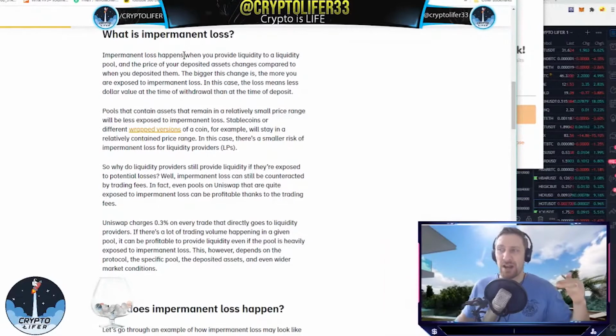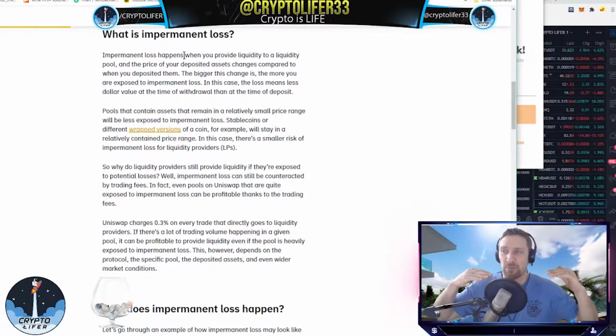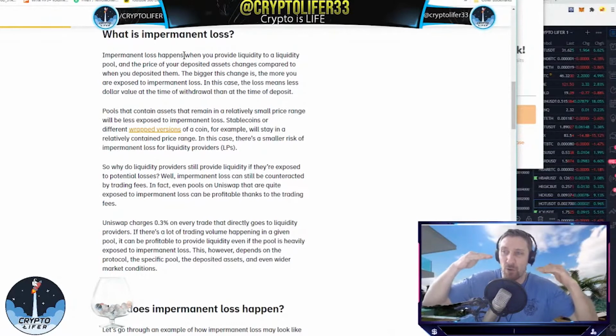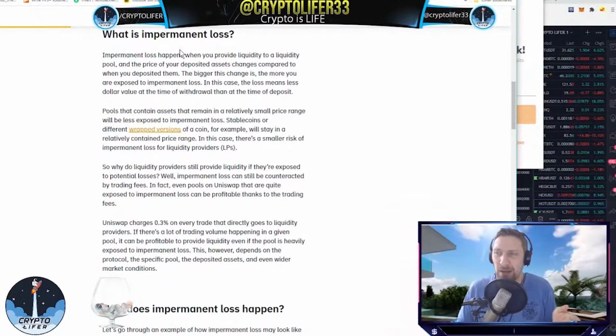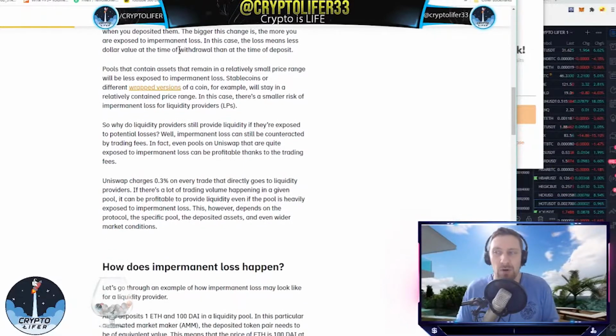Impermanent loss happens when you provide liquidity to a liquidity pool, and the price of your deposited asset changes compared to when you deposited them. Okay? The bigger the change is, the more you are exposed to impermanent loss. In this case, the loss means less dollar value at the time of withdrawal than at the time of deposit. Pools that contain assets in a relatively small price range will be less exposed to impermanent loss. Stablecoins or different wrapped versions of a coin, for example, will stay in a relatively contained price range. In this case, there's a smaller risk of impermanent loss for liquidity providers.